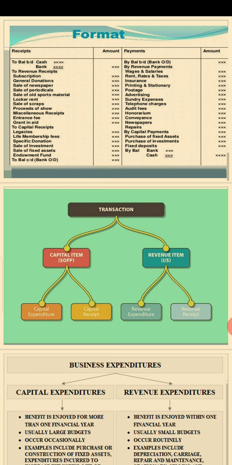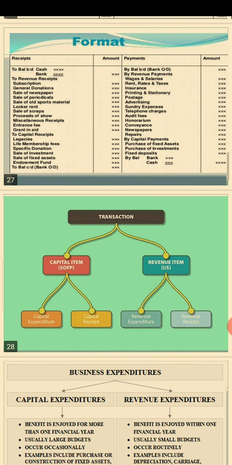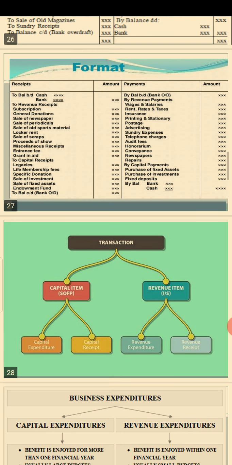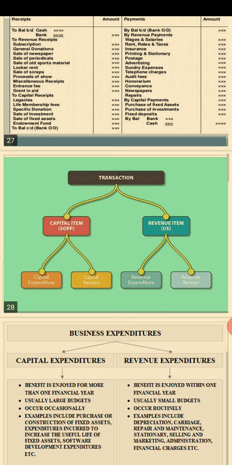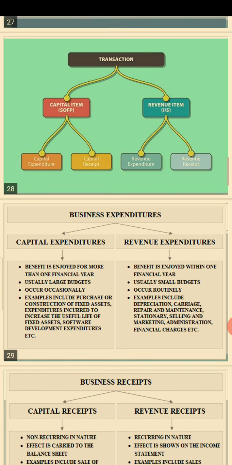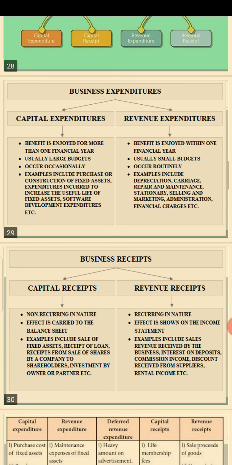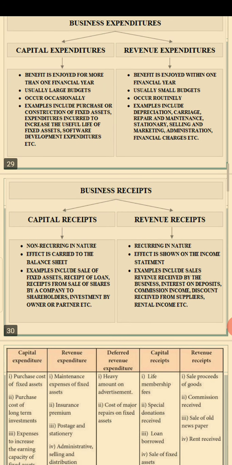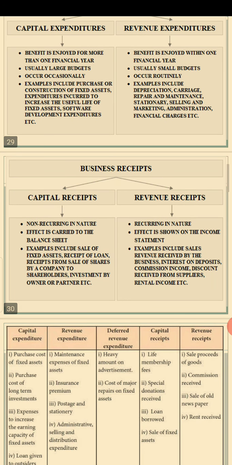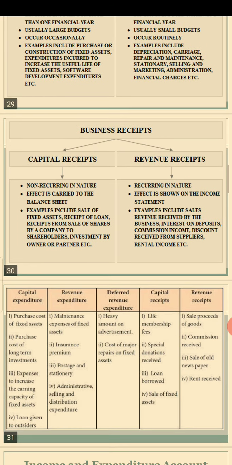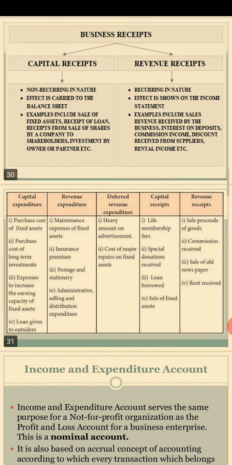So we concluded that expenses or incomes which occur on a regular or periodical basis are known as revenue natures. So both revenue and capital natures come under the receipt and payment account. See, expenditure is also of two types: capital expenditure and revenue expenditure. Already I have explained. And receipts are also basically two types: capital receipts and revenue receipts.